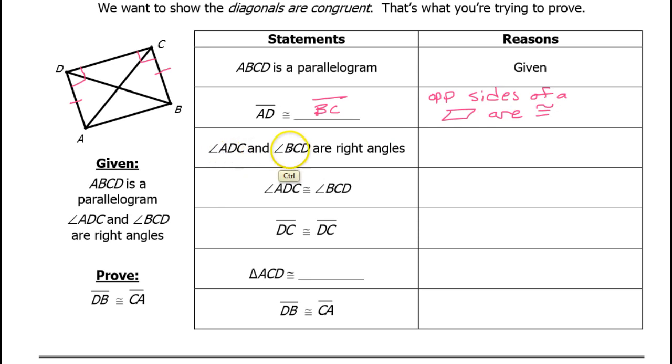Now, ADC and BCD are right angles. That is given. So ADC is congruent to BCD. Well, we know they are right angles, and we know that right angles are congruent. Now, DC is congruent to DC. Well, of course, that's going to be the reflexive property.